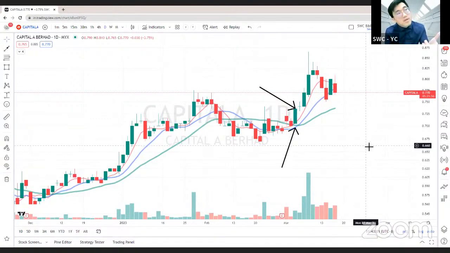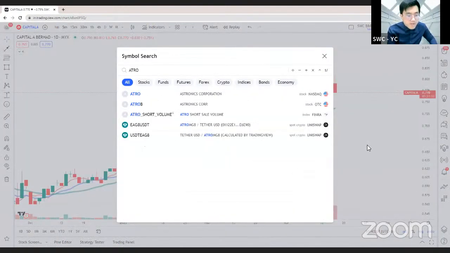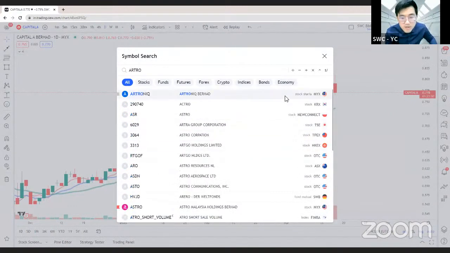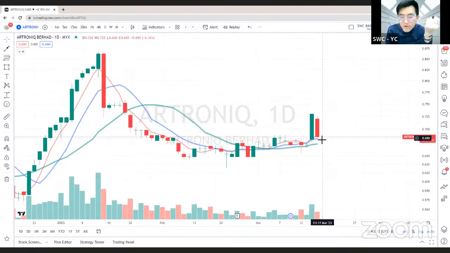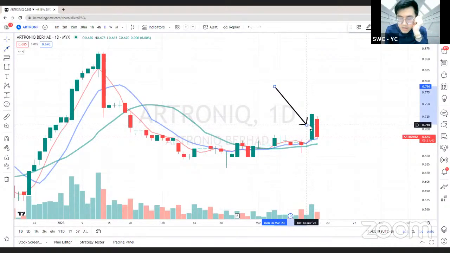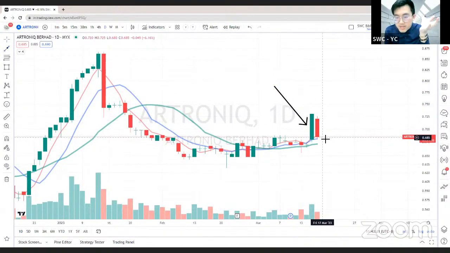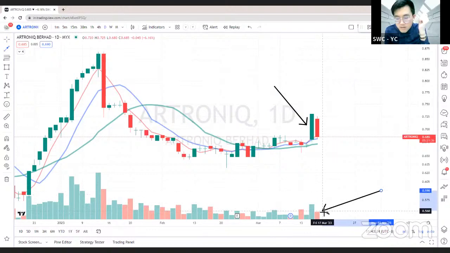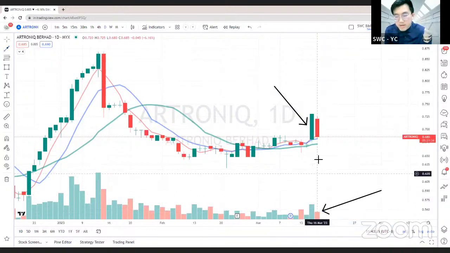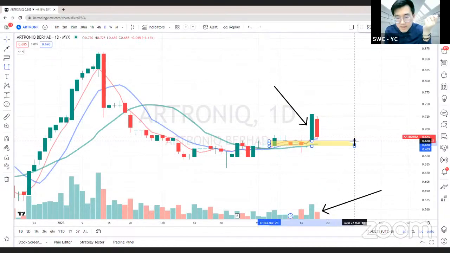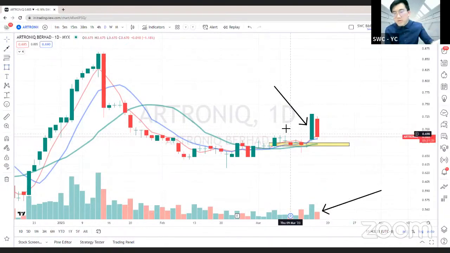Okay, the other one we saw just now, what's that? Artronic, for example. You see Artronic for now is probably quite safe, because yesterday there was a strong green bar, and today it retraced with healthy volume. So you can see whether this counter still maintains above the MA. This counter you can look into. You study like this, you analyze like this, so you can filter through the top volume.